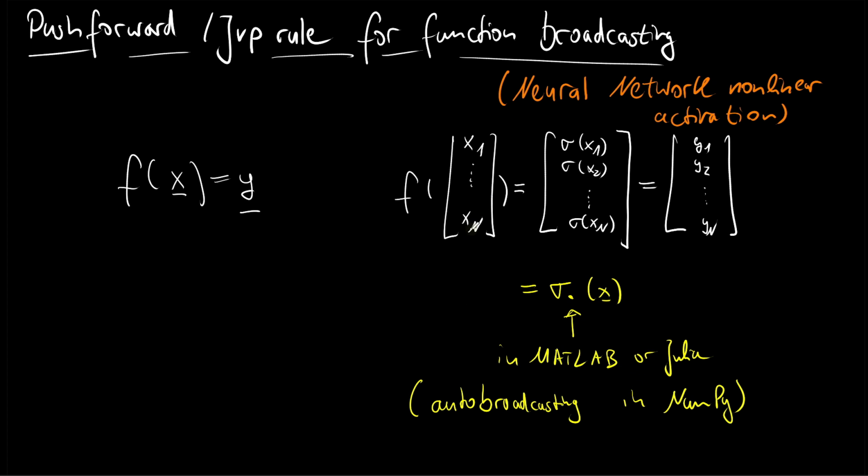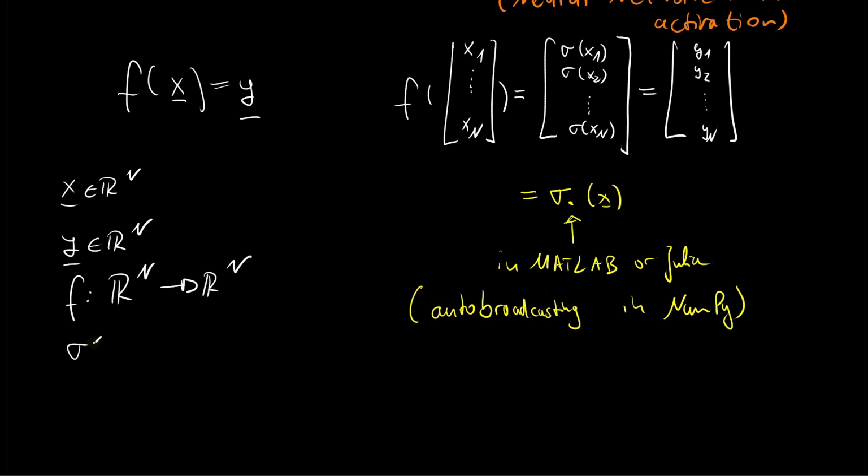Let us define the dimensionalities. Let x be an n-dimensional vector. y is also an n-dimensional vector. And as such, the wrapper function f will be a mapping from an n-dimensional space to an n-dimensional space, and the function sigma, our nonlinear activation function, is just a scalar-valued function. So it takes a scalar and returns a scalar.